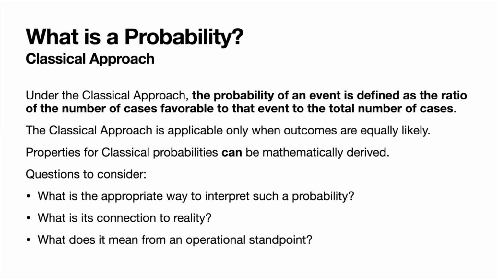Here are a few questions to consider when thinking about classical probability. What is the appropriate way to interpret such a probability? What is its connection to reality? And a related question, what does it mean from an operational standpoint? From the standpoint of practice, what does a classical probability mean?